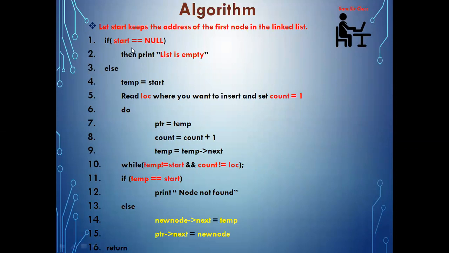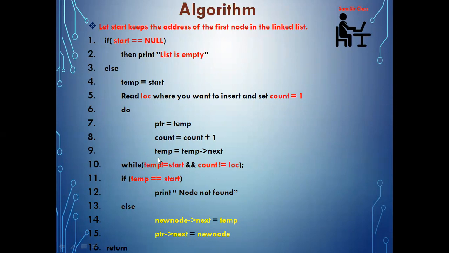Okay. So for algorithm, we are writing the same thing. If start equal to null, we are assuming that the list is empty. Otherwise, you are assigning start value to temp, entering the location where actually you want to insert, initializing counter as 1 so that my searching process will be much easier. So before temp goes to the next node, it will assign its address to PTR and then count will be incremented. And the same procedure you are applying using do while loop.